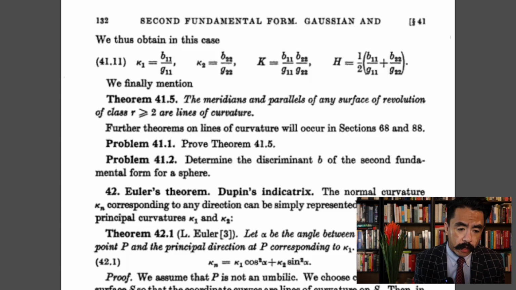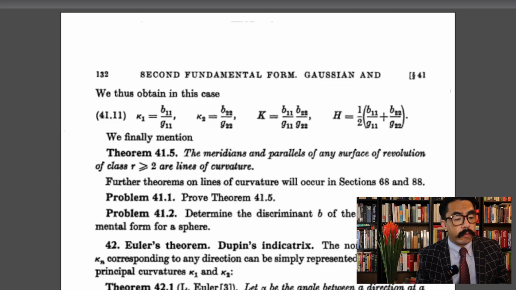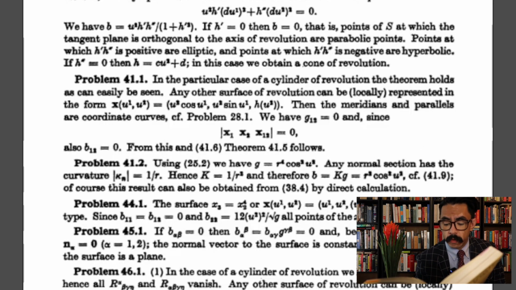The meridians and parallels of any surface of revolution of class r greater than or equal to 2 are lines of curvature. Further theorems on lines of curvature will occur in sections 68 and 88. All right, and now we have problem 41.1, the logical follow-up to theorem 41.5: prove theorem 41.5. Problem 41.1. In the particular case of a cylinder of revolution, the theorem holds as can easily be seen.